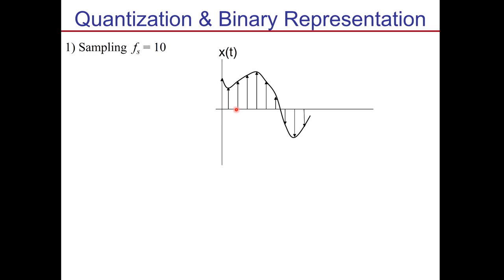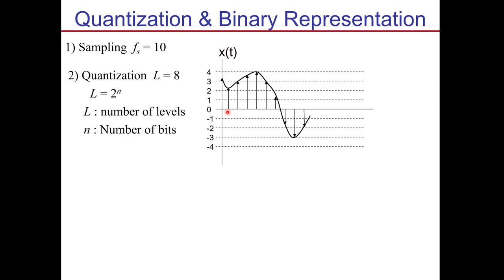That could be 3.85790. This could be 3.912450 and so forth. So then for each sample to represent it by binaries, like 0, 1, 1, 0, you will need a large binary number for each sample if you want to represent it exactly. And that's a lot of data. So we do quantization. So what is quantization?